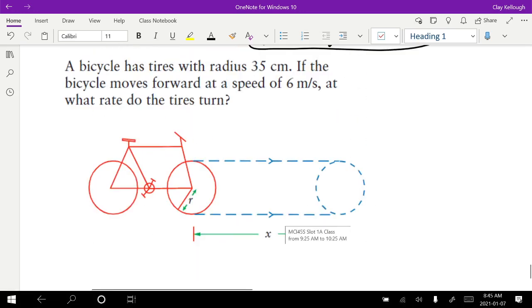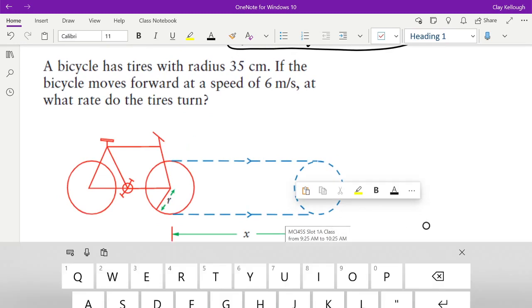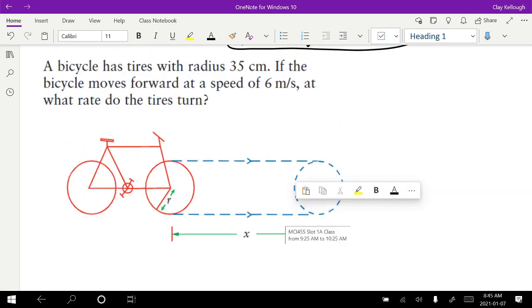Okay, go away. I don't know why this is happening. Why won't that go away? I can't seem to make that stupid little box go away. Okay, anyways.